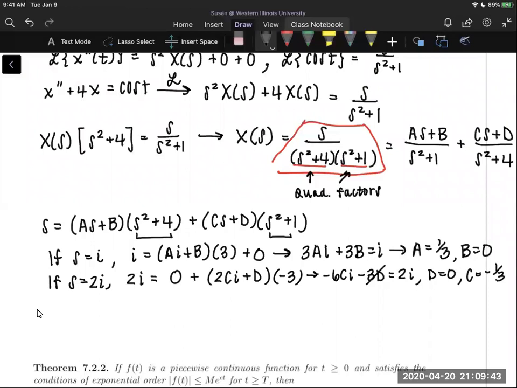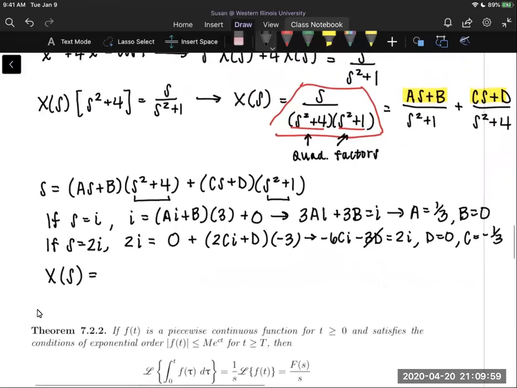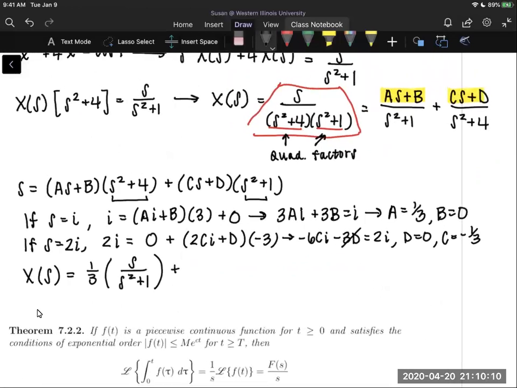All right, so we have now officially solved for a, b, c, and d. We want to plug it back in up here. And so let me recap. We were working with the transform X(s), and a was 1/3 and b was 0. So I'm going to write this as 1/3 times s over s squared + 1. And now we have plus. The c was -1/3, so I have a -1/3 out front, s over s squared + 4.